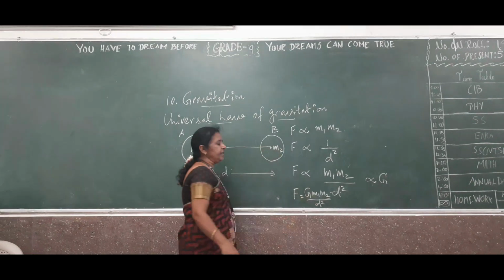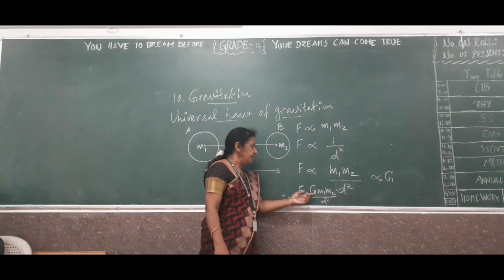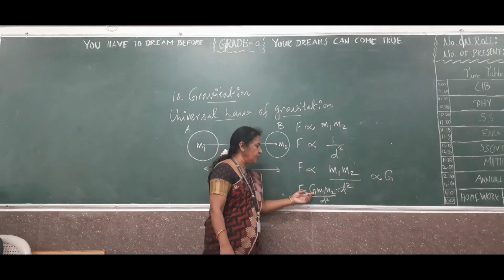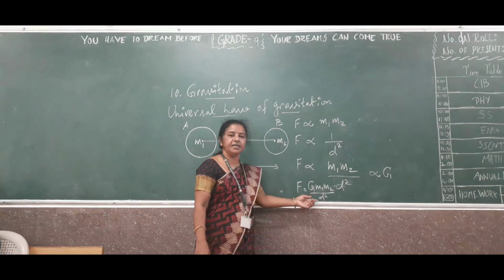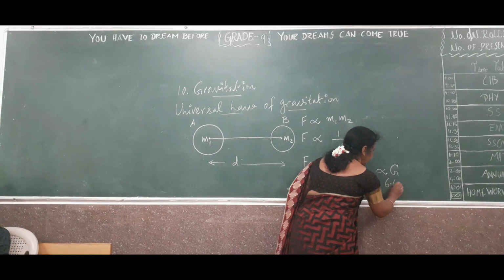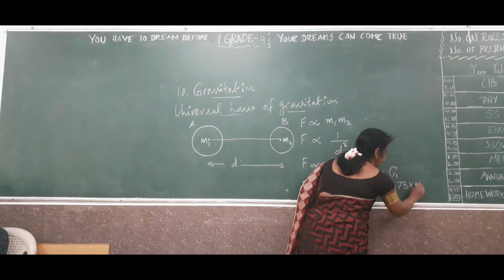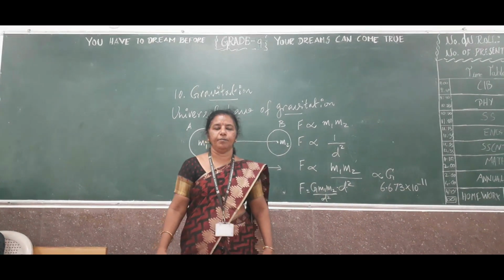This is your gravitational formula. F is equal to G into m1 m2 divided by d square, where G is the gravitation constant, m1 and m2 are the two different objects, and d is the distance between them. And here the constant value is 6.673 into 10 to the power of minus 11. It is the constant value.